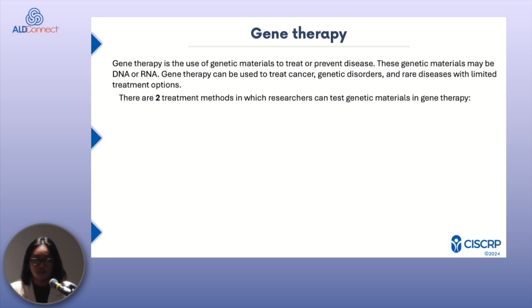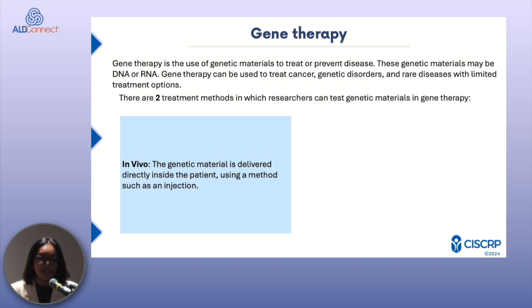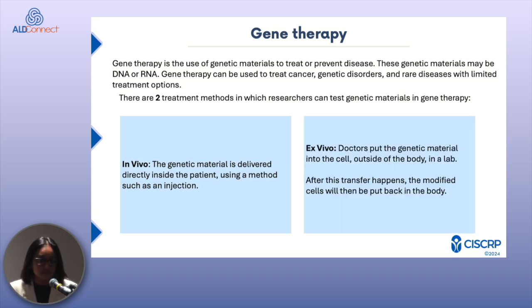And there are typically 2 treatment methods that researchers use in gene therapy. The first being in vivo. So the genetic material, the DNA or RNA, is delivered directly inside the patient using a method like an injection. And then ex vivo, the doctors put the genetic material into the cell outside of the body in a lab. So they take the cell from the patient's body, take it to a lab, and transfer the DNA or RNA at the lab. After that transfer happens, the modified cells are then put back into the patient's body.